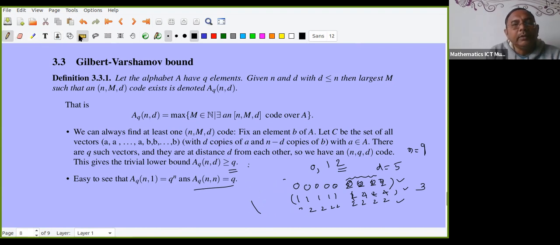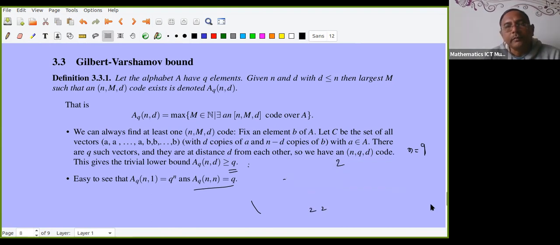Any questions till now? Are there any questions? Do you understand this thing? So you understand A_q and D, correct? Okay.